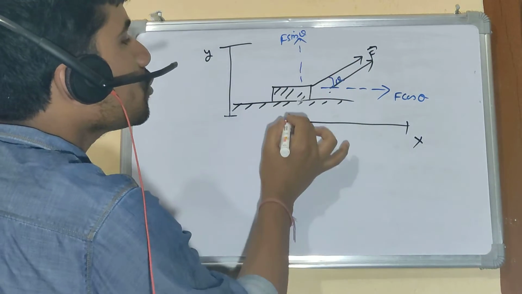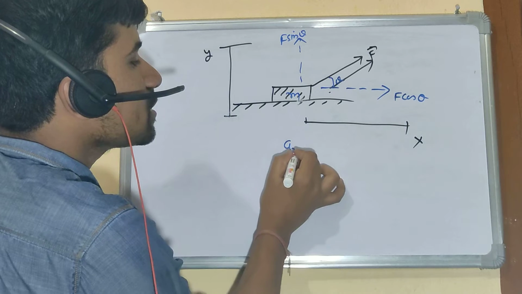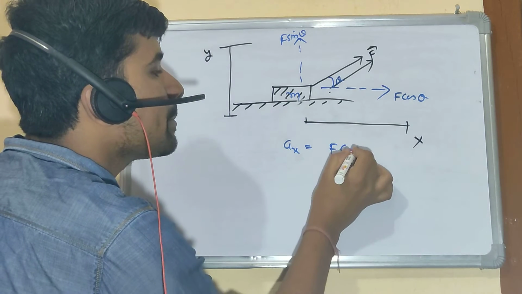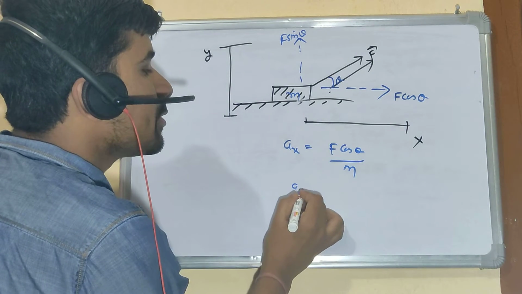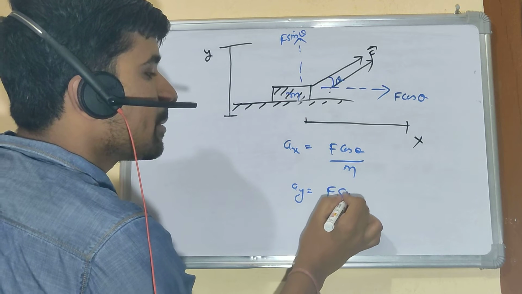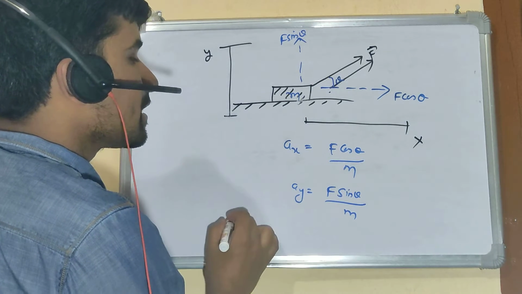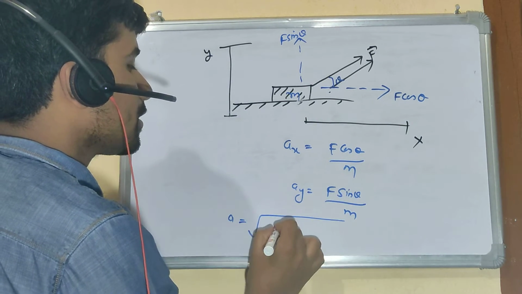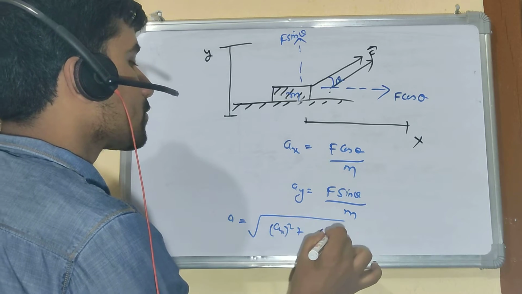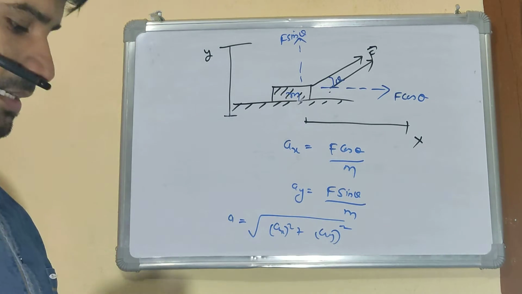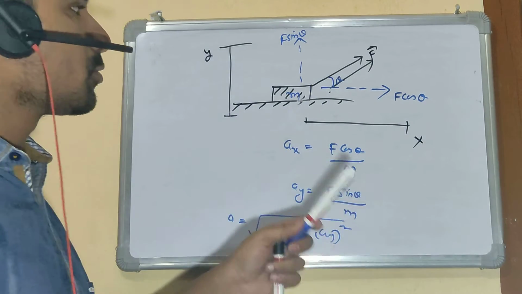So if I know the mass of this body, I can say acceleration along x direction will be what? F cos theta by m. And acceleration in y direction will be what? F sin theta by m, right? And net acceleration, you can obviously say this is what? Under root ax square plus ay square, right? Clear? Because both are orthogonal to each other, both are acceleration, right?